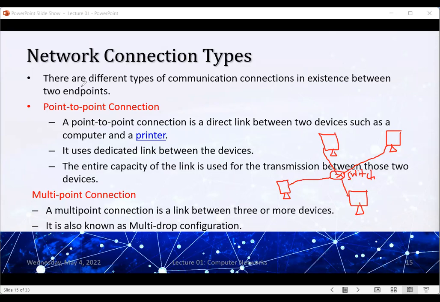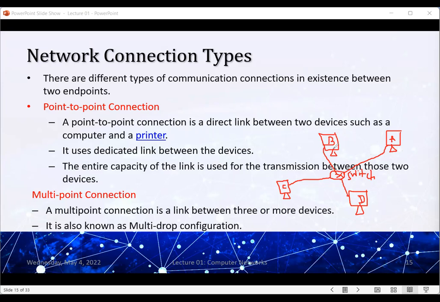The thing is, when you search the internet, you will find a lot of incorrect diagrams in computer networks, right? Now let's see the multi-point connection. In the multi-point connection, let's say this device B wants to communicate with all other devices simultaneously. It can be done, right? In the multi-point connection, it can be done.